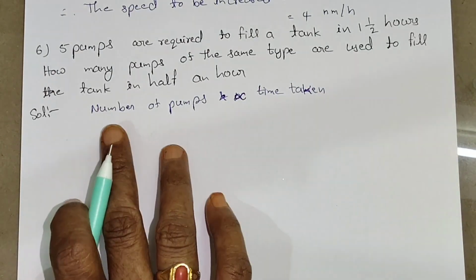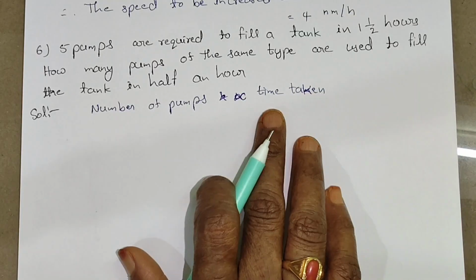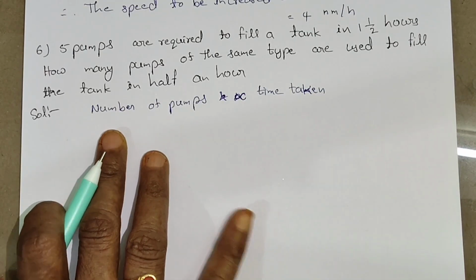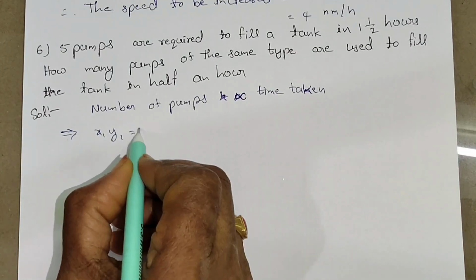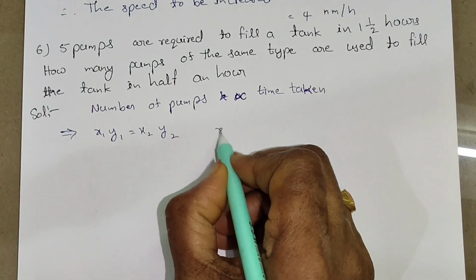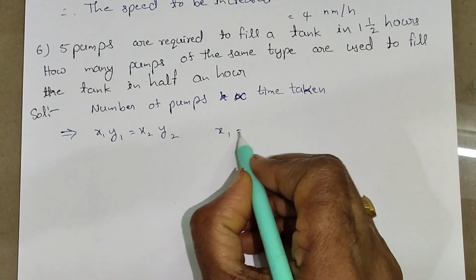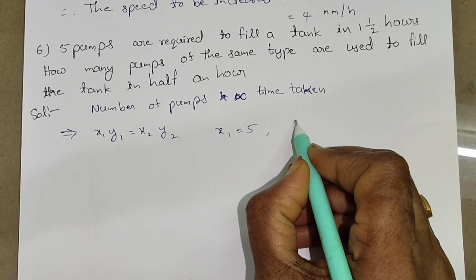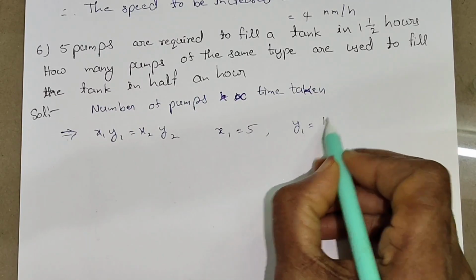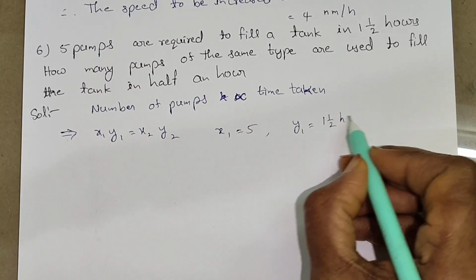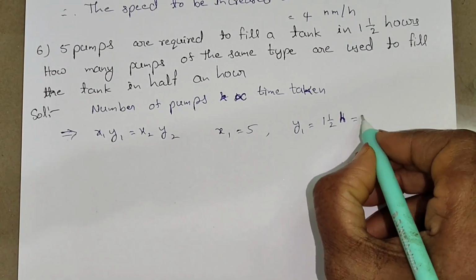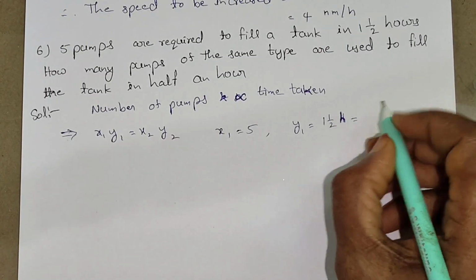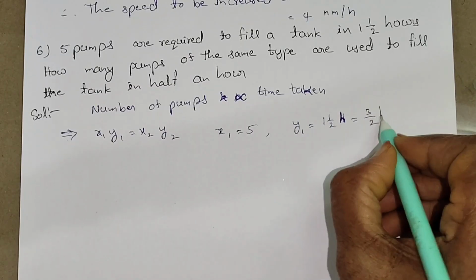So these two, the number of pumps and time, are inversely proportional. So here we write the ratio: x1 y1 is equal to x2 y2. Here x1 equals 5 pumps, and time y1 equals 1.5 hours. Here we convert it into an improper fraction: 2 ones are 2 plus 1, 3 by 2 hours.